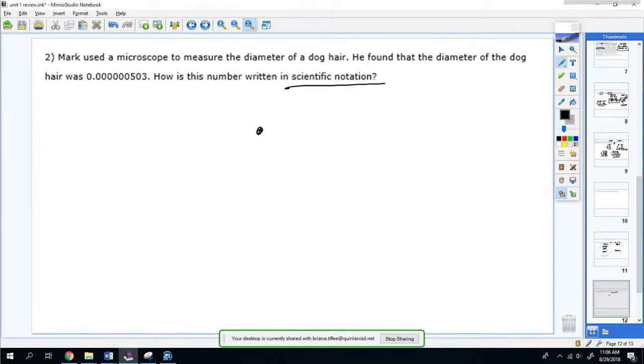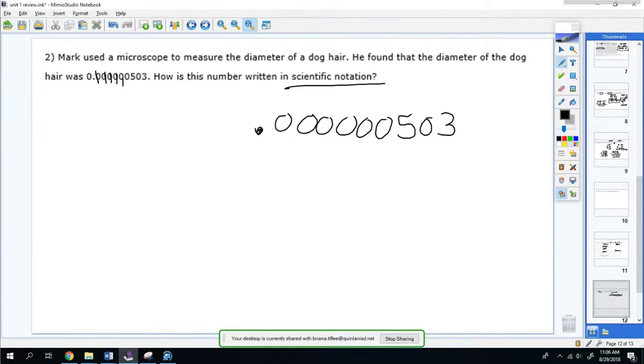So we're going to take 0.0. I'm going to count the zeros first: 1, 2, 3, 4, 5, 6. So it'd be 6 zeros, then 5, 0, 3. I'm going to count that again to make sure: 1, 2, 3, 4, 5, 6. Good. Okay, so this is the number that we want to change to scientific notation.